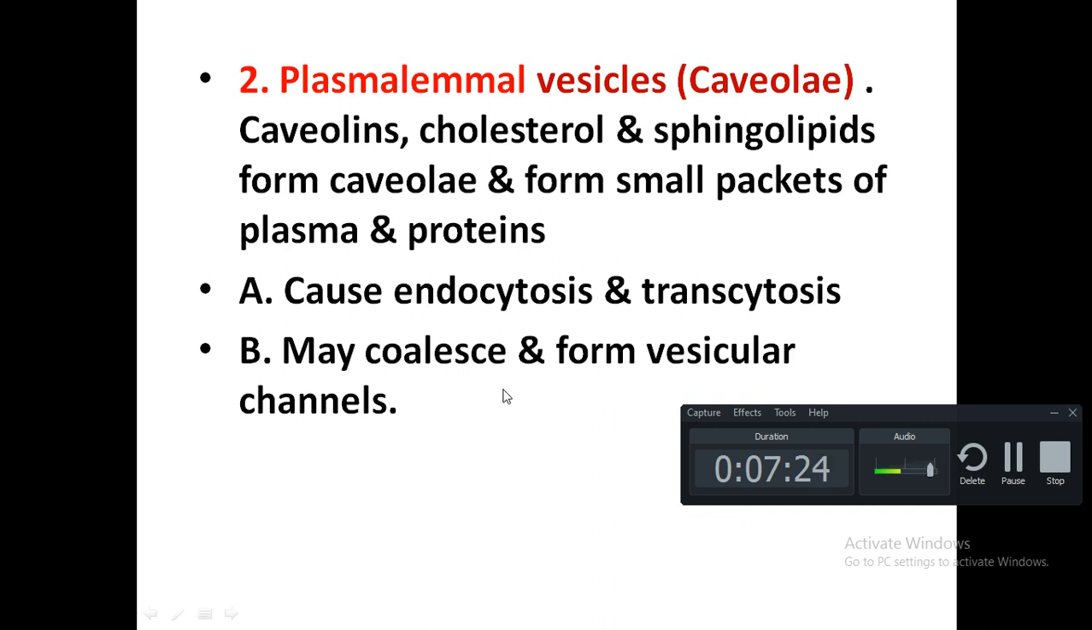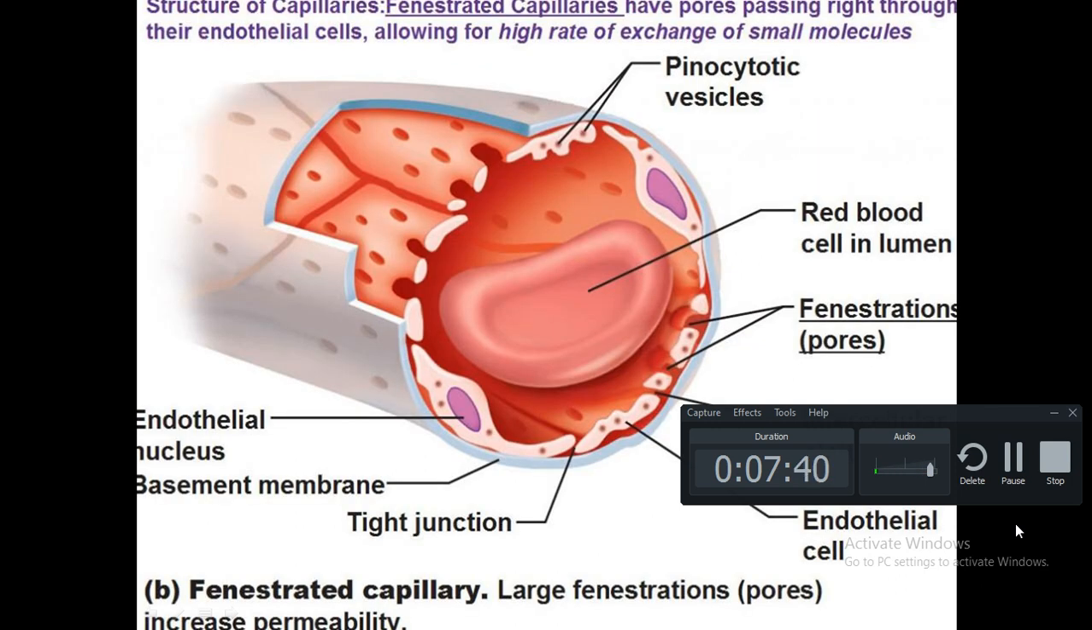These plasmalemmal vesicles sometimes combine and form a vesicular channel which starts from outside, passes through the cell membrane, and then ends up on the inside of the capillaries.